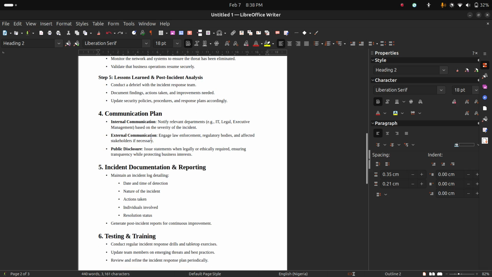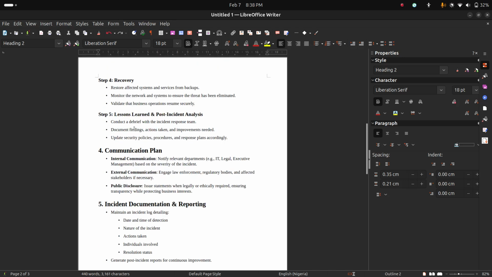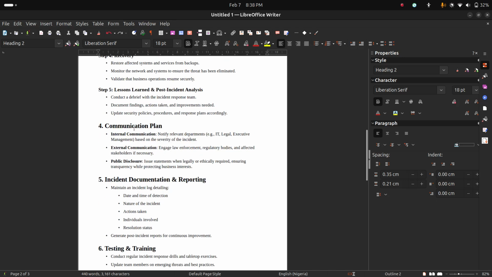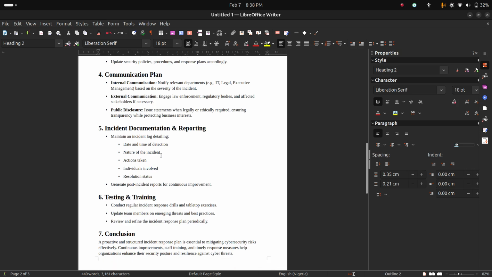And the next is the communication plan. We have to have a communication plan for the people in the communication department, for the internal and the external, and also public disclosure. Then incident documentation and reporting.